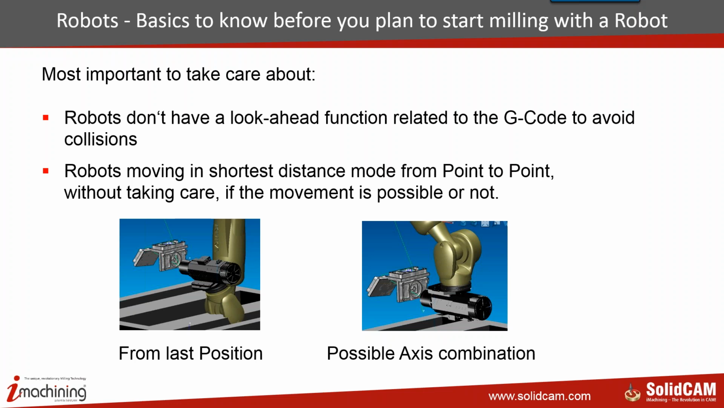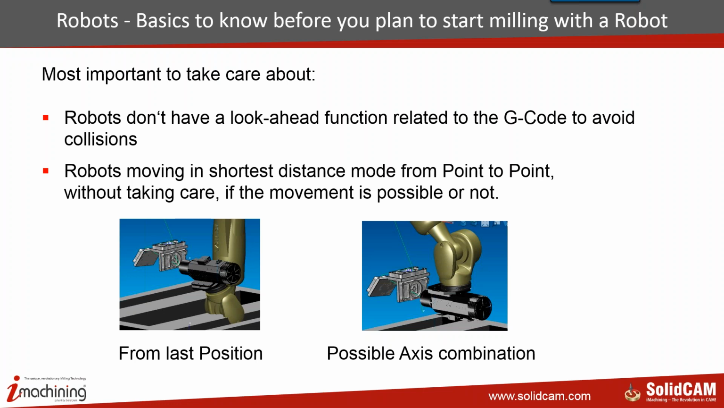But most important to understand and to know is that robots don't have a look-ahead function related to the G-codes to avoid collisions. Robots move in the shortest distance mode from point to point without taking care if the movement is possible or not. So when we see these two pictures, we see the same position in the G-code that is sent to the robot simulation software.